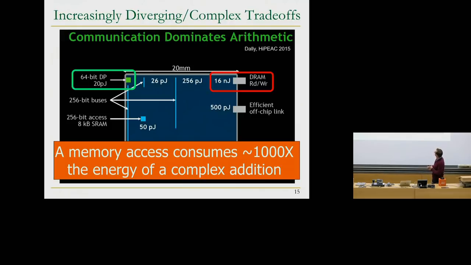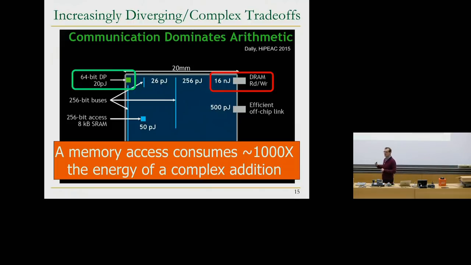What else do I want to say over here? So basically, if you want to add 2 numbers, number 1, number 2, store the result in number 3, and they all are in memory, you do 3 memory accesses to do 1 addition. So you basically consume 3 times 16 nanojoules to do just a simple 20 picojoule operation.